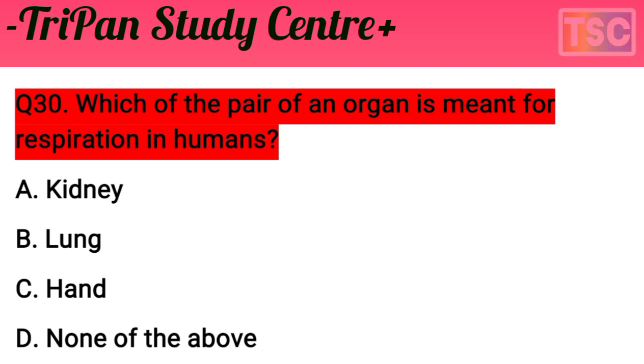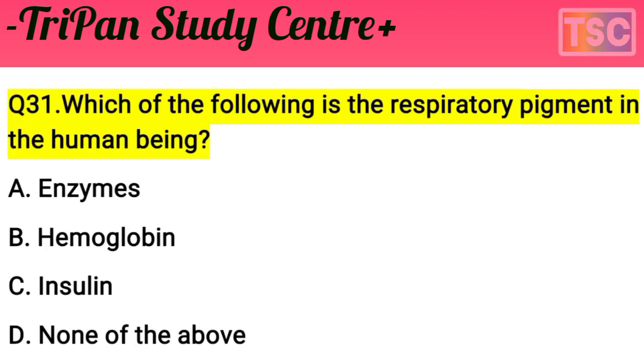The term respiration means a biological process used to release energy from organic compounds, which is then used to carry out various physical activities. It means option B, lung, is correct here. The lungs are the pair of organs meant for respiration in humans. Option B is correct. Let's see the next question on your screen.